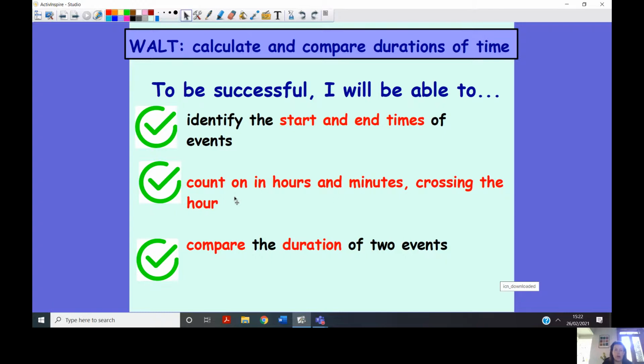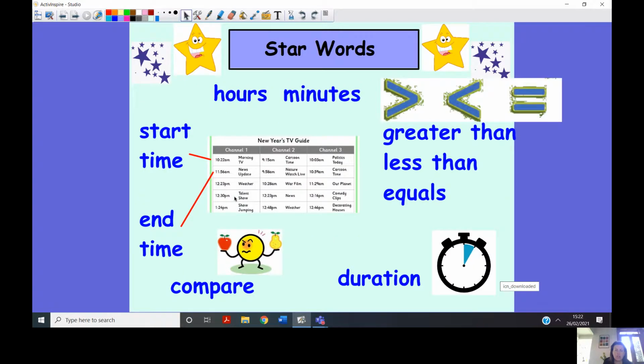Let's look at our star words. My turn, your turn. Hours, minutes, start time, end time. Compare, greater than, less than, equal. So remember, this is your greater than side. The hungry crocodile is always going to want to eat the bigger number. Your less than and your equals. And then finally, duration. Great.